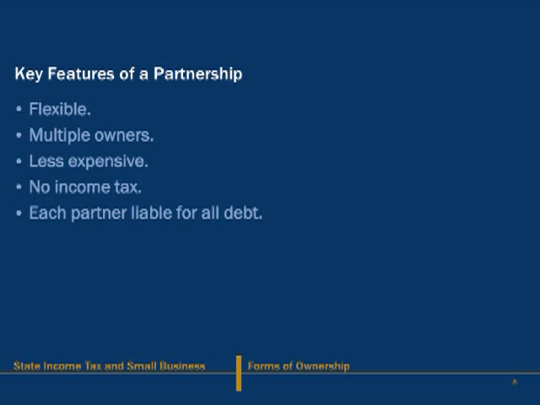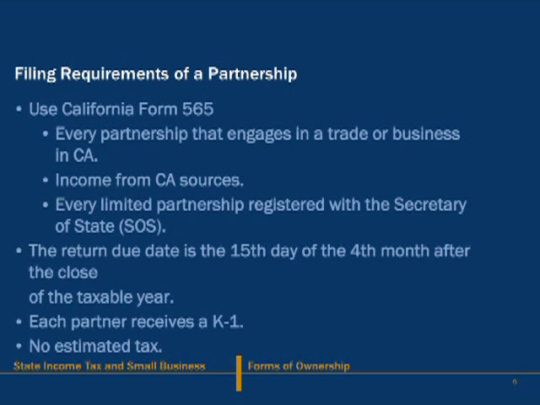In a general partnership, each partner is personally liable for all the business debts and lawsuits. A partnership exists as long as there are at least two partners and one of them is a general partner. Partnerships that engage in a trade or business in California or earn income from California sources must file the California Form 565, a partnership return of income.